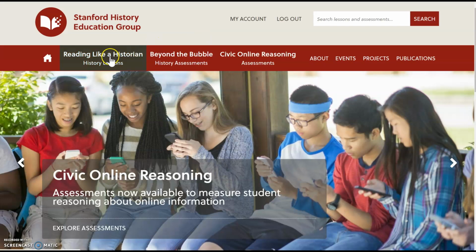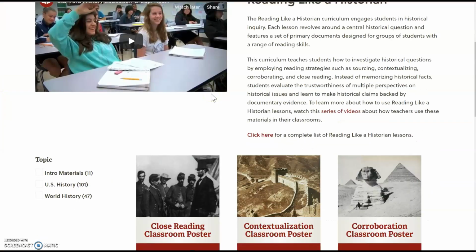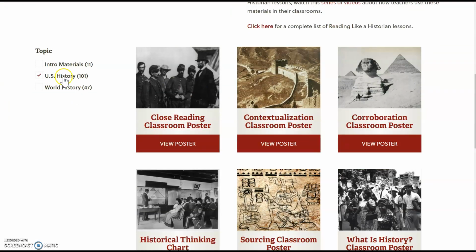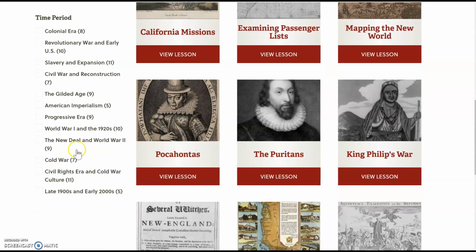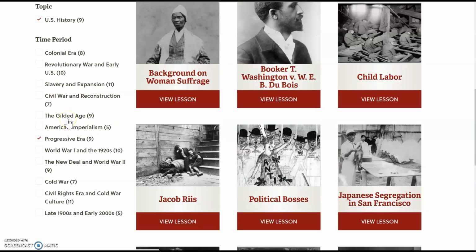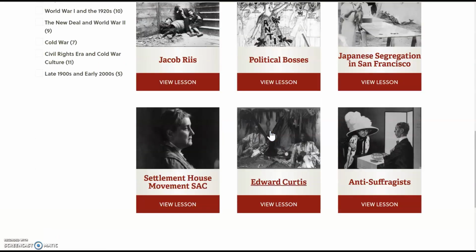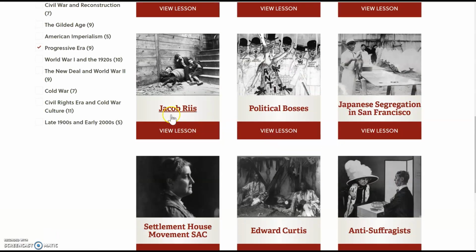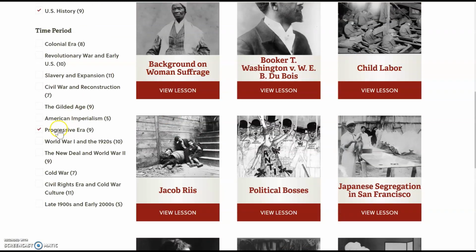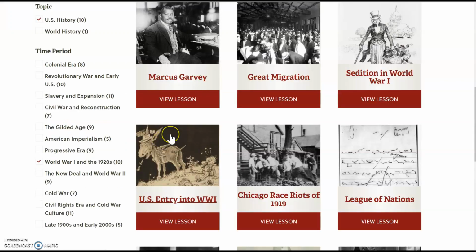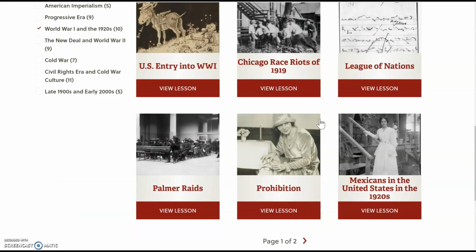The best thing that I like to do is a Reading Like a Historian program, especially for my U.S. history. One of my favorites, if I were to look at the Progressive Era, which I'm actually working on right now with my students, I could look at anti-suffragists or political bosses, Jacob Riis, any sort of thing, World War I, World War II, all sorts of topics that have primary source resources.